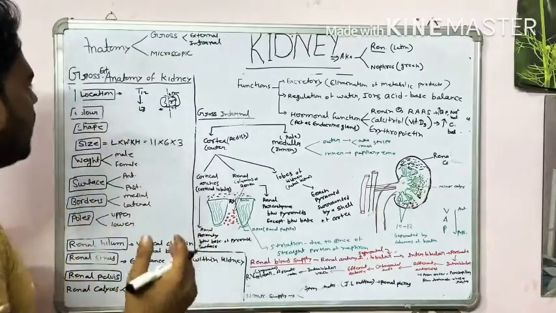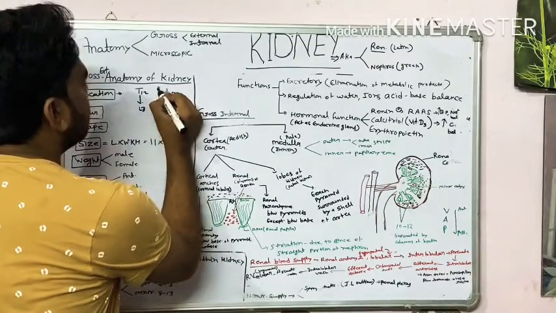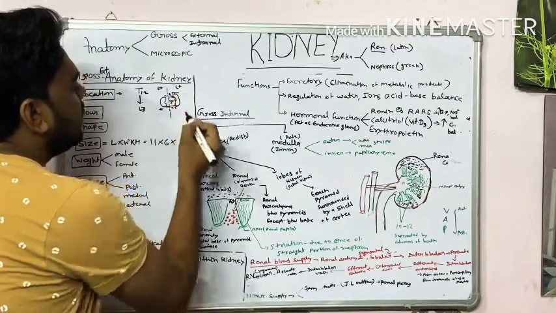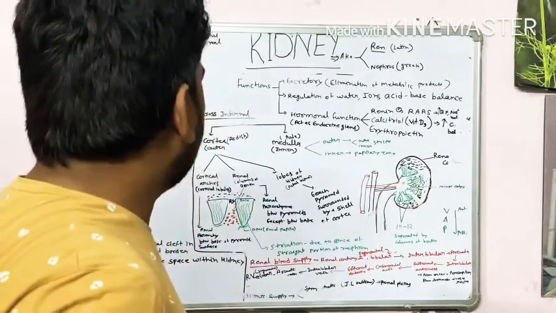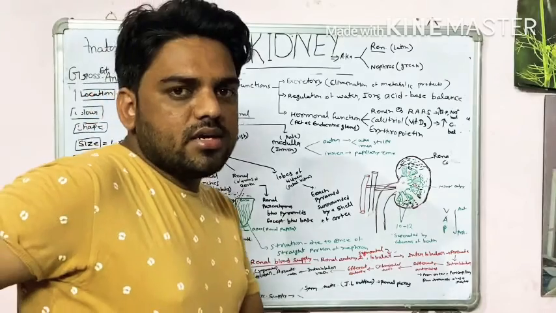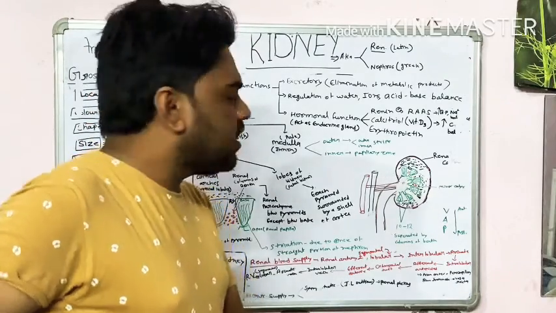Then, whether this is the right or the left kidney: the right kidney is lower than the left kidney because of the presence of the liver on the right side.